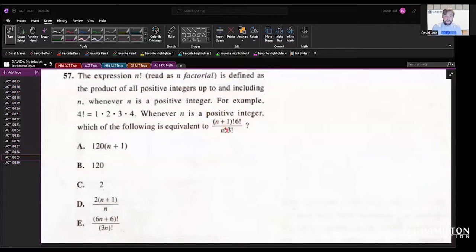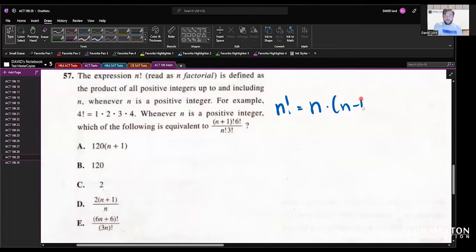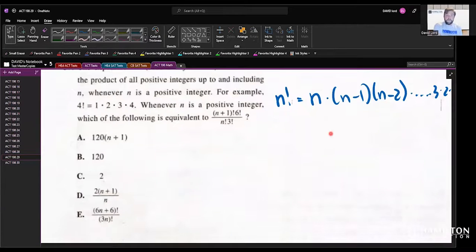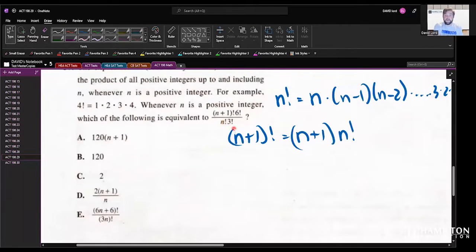The way we approach it is we can do it algebraically. So n factorial is the same thing as n times n minus 1 times n minus 2, all the way down to 3 times 2 times 1. So in this case, though, we have n plus 1 factorial. So that would be n plus 1 factorial is equal to n plus 1 times n factorial. And I'm stopping there because I already have an n factorial on the bottom.